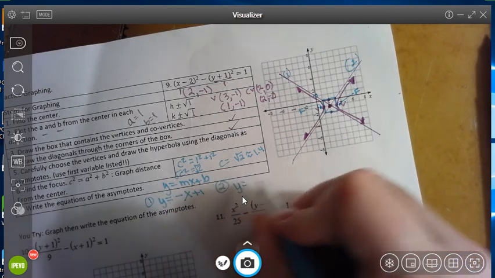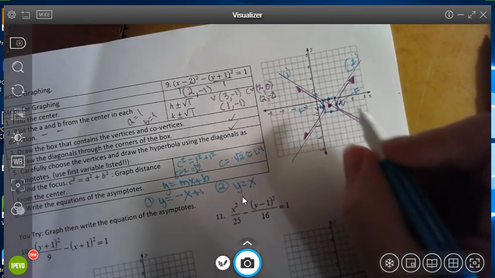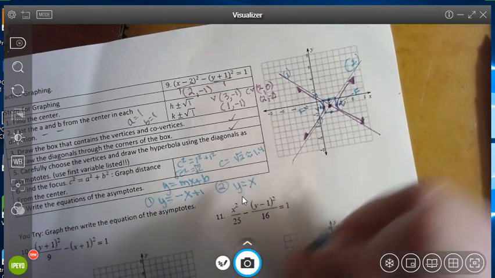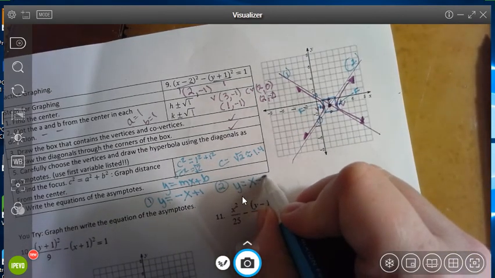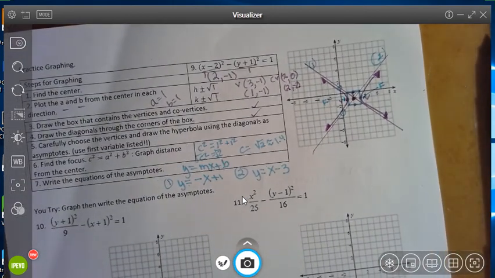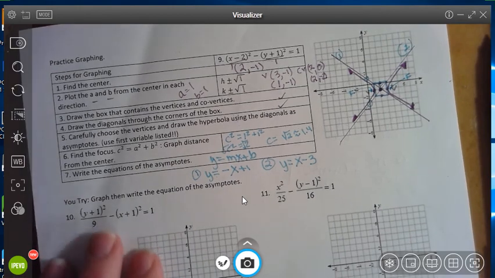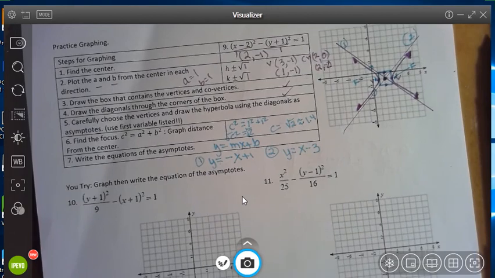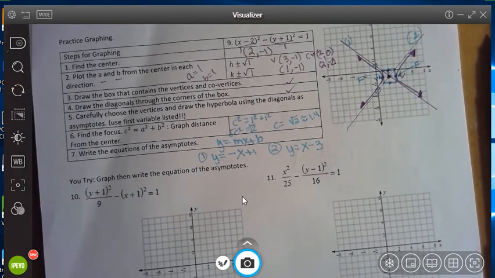Line number 2, y equals. Well, this is a +1, so it's just x. And this one crosses right there at 3, -3. I'm done. Okay, there's my equations. You do 10 and 11. And I will have the key for you so you can check yourself.